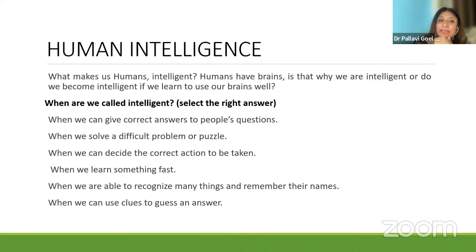I need to take action on it, right? When we can decide the correct action to be taken, this is again up to me, since my brain is giving me the sense, and neural networks are sensing for me. When we can learn fast, we grab things easily. Some people have very good memory power. When we are able to recognize many things and remember their names, we are fully dependent on the phone directory these days.